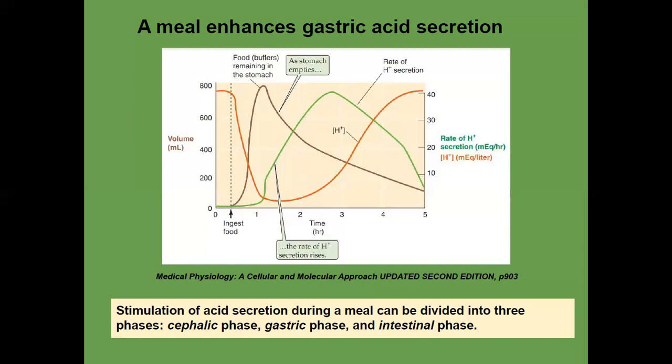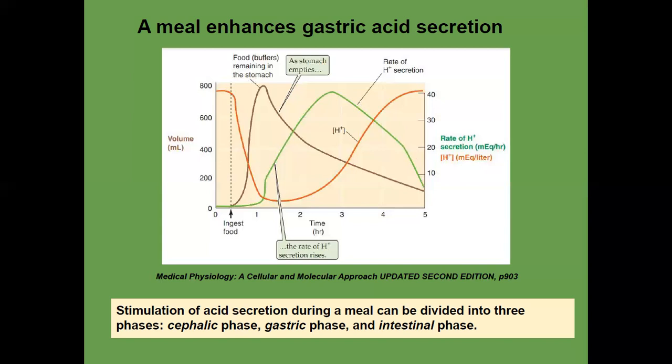interdigestive period. What I also want to point out in this case is the peak level of the rate of hydrogen secretion, which will decrease gradually. What does that mean? Think about it. This means in your stomach, although the rate of hydrogen secretion increases, at some point maybe there is some negative feedback to inhibit the rate of hydrogen secretion.